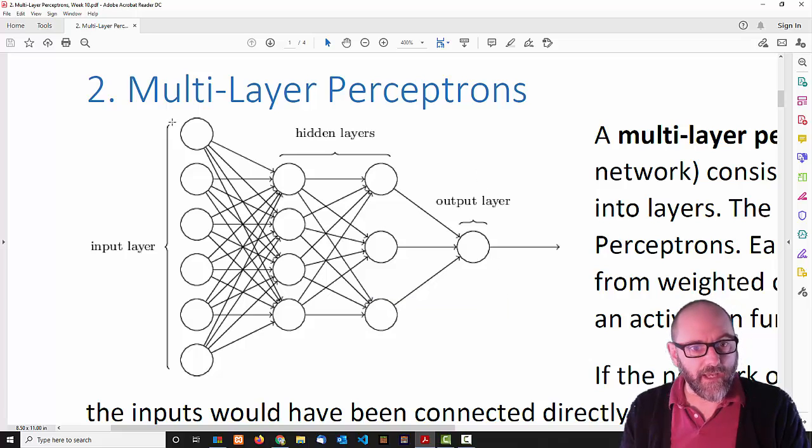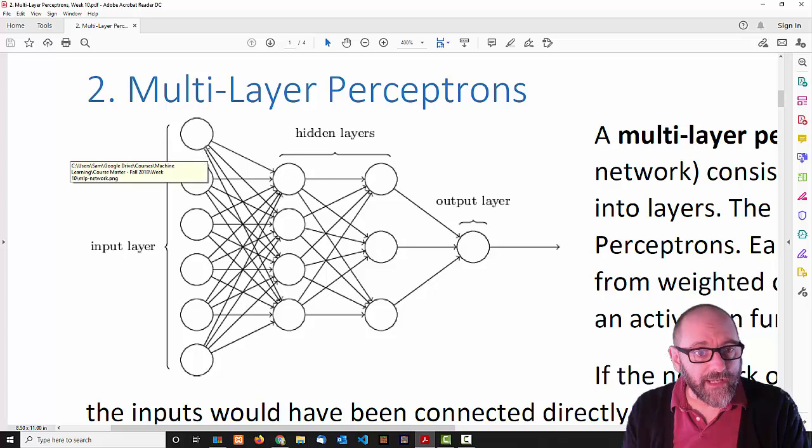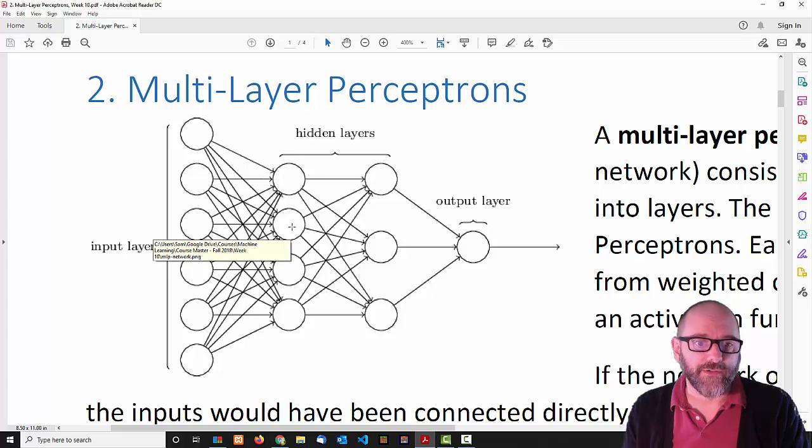But what makes this a multi-layer perceptron are these hidden layers here, these units. They are similar to perceptrons, and the layers are fully interconnected. So you can see that, for example, this neuron here has a connection coming in from all the neurons in the input layer. This one also has a connection coming in from all the neurons in the input layer.